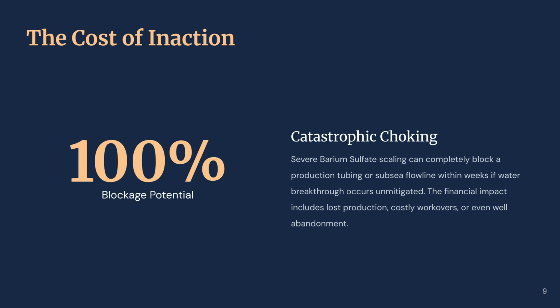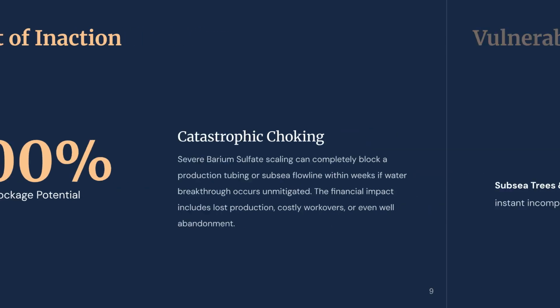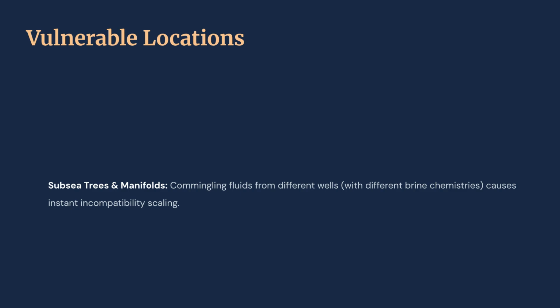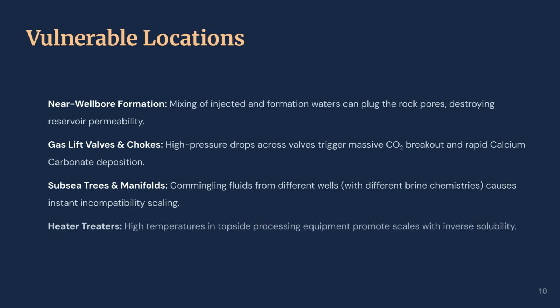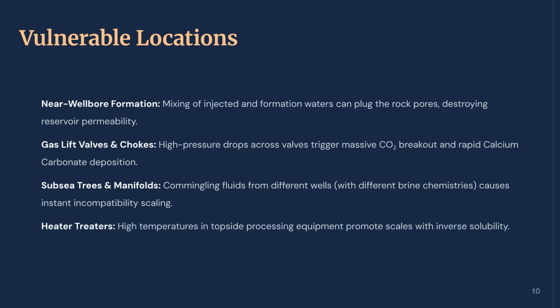The cost of inaction can be catastrophic. Severe scaling has the potential to block tubing or flow lines entirely within weeks, leading to significant lost production, expensive workovers, or even total well abandonment. Several locations in your facility are particularly vulnerable, including the near wellbore formation, gas lift valves and chokes, subsea trees and manifolds, and heater treaters where temperature changes are common.